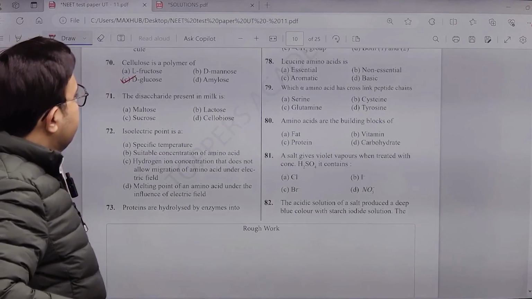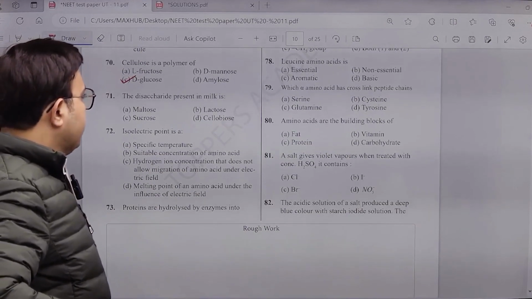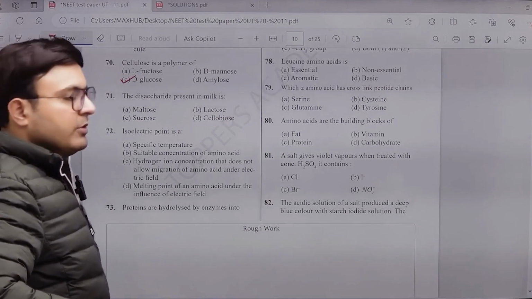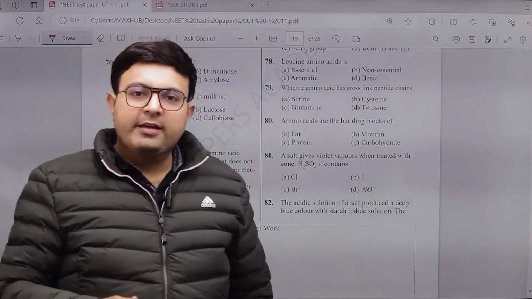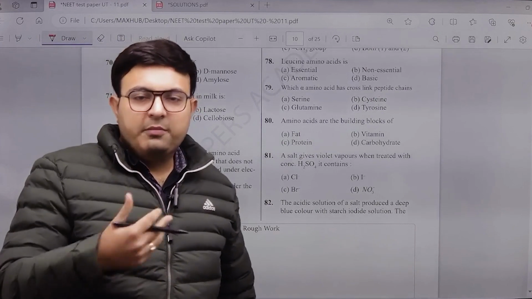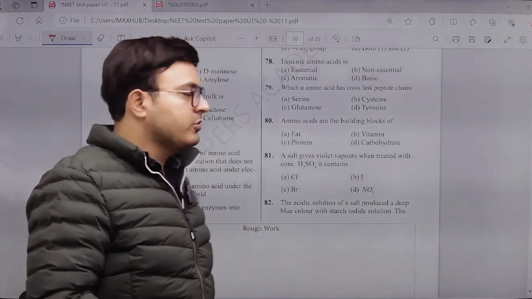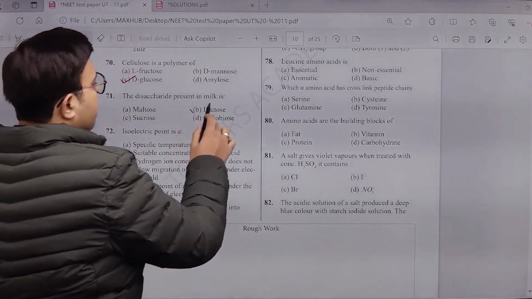Next question: the disaccharide present in milk is. Again, we know milk contains lactose. Among these carbohydrates, it is lactose, so lactose is the correct answer.